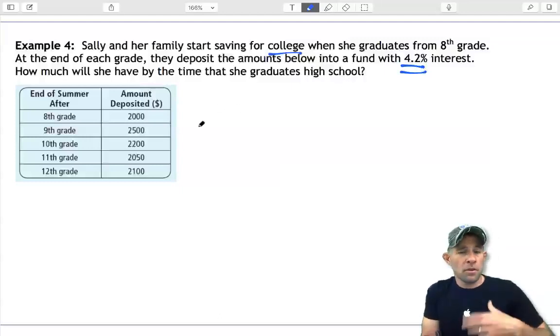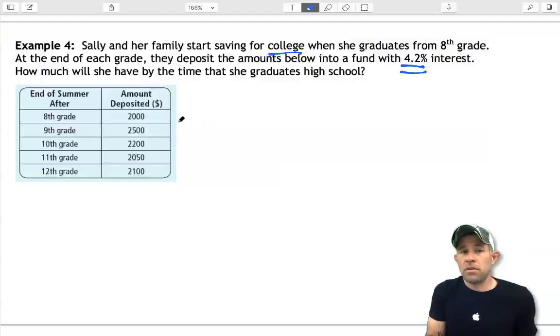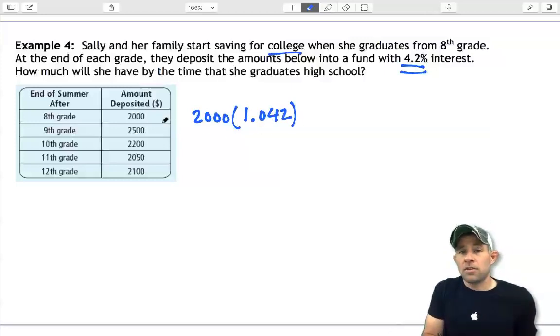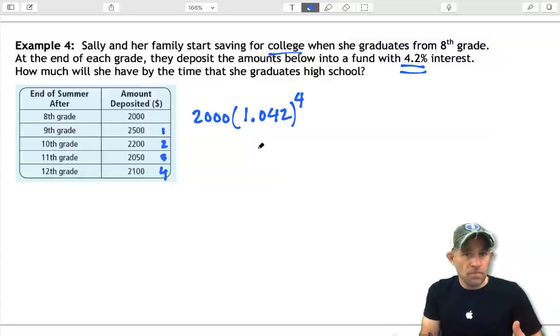So this is similar yet different to the problems that we've studied in previous chapters. After the summer of her 8th grade, she has $2,000. And that $2,000 is going to earn interest of 4.2%, which is 1.042, and it's going to earn interest for the next 1, 2, 3, 4 years. So that interest needs to be compounded 4 times annually.